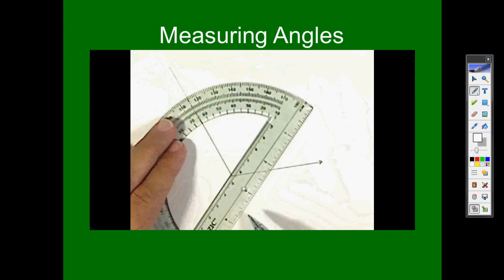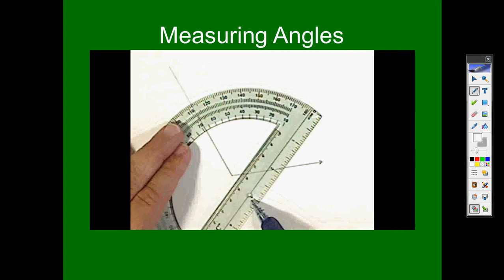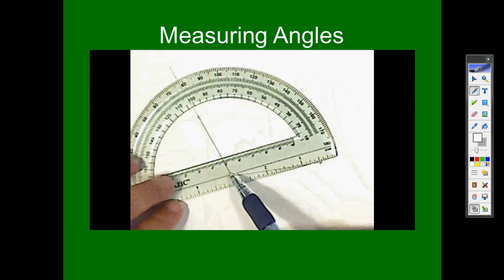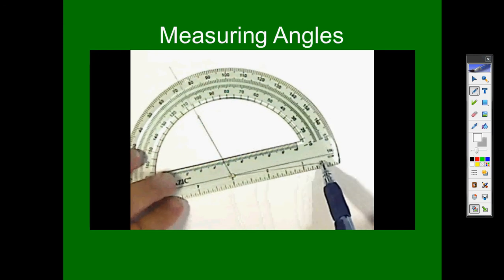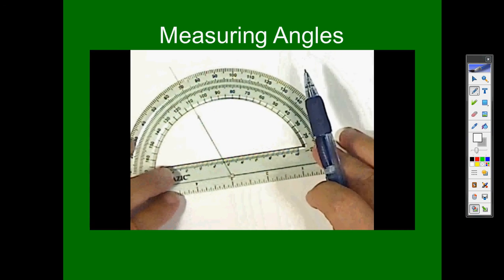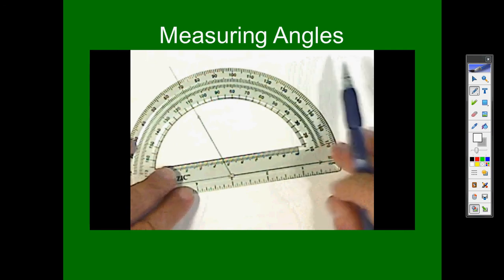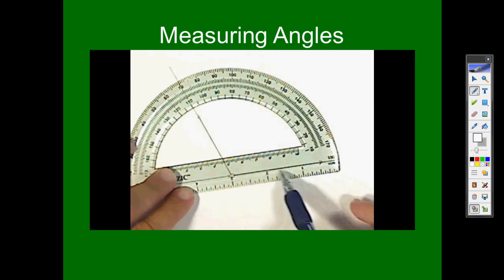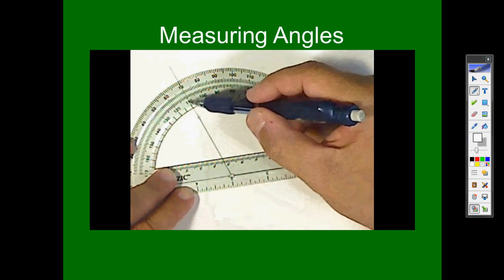So let's put this vertex inside this hole to view it. I've got the vertex right inside the hole. Now let's get this ray lined up where it's right on the 0 line. The more accurate I am, the more accurate my measurement will be. There. This ray is in line with the 0-degree line. The hole is over the vertex, and all I have to do is go up here and read where it goes.